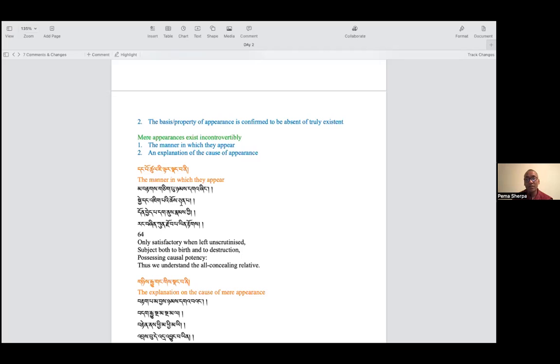So in terms of Shantarakshita, Shantarakshita is slightly different from Chandrakirti.